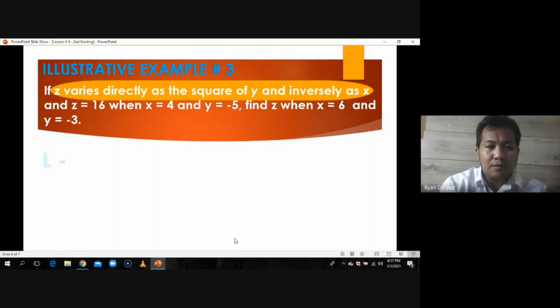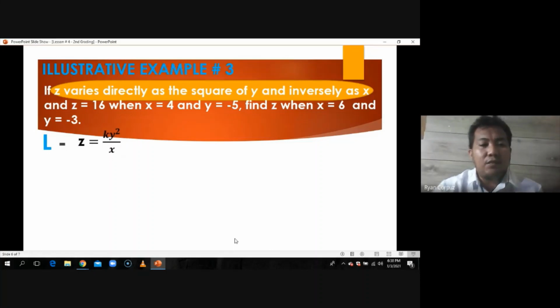So using the first step, let's translate that into symbols. So z varies directly as the square of y. That will be z is equal to k y squared. It's because of the square of y. And inversely as x, over x. So we come up with z is equal to ky squared over x.